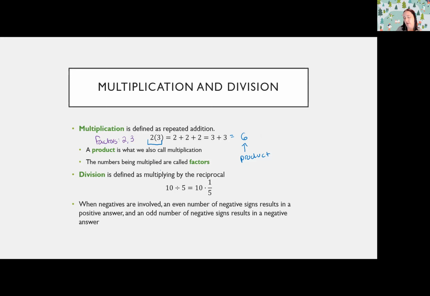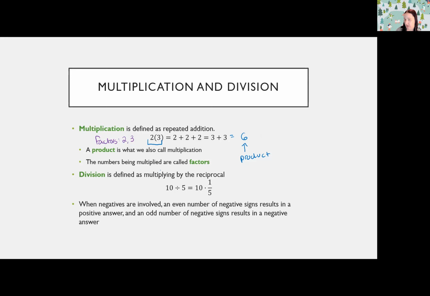Then division we have defined as multiplication. So you multiply by the reciprocal. So multiplication and division is basically multiplication. It's just multiplying by a specific thing. You have to take the reciprocal of the number first, and then you turn it into multiplication.